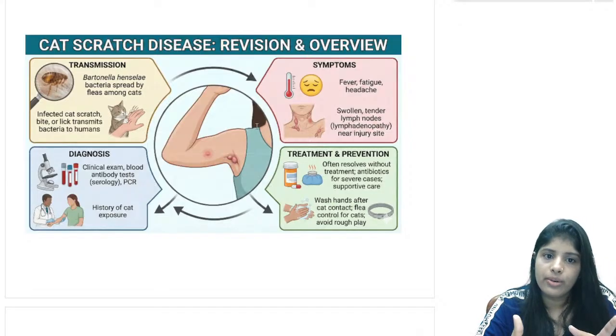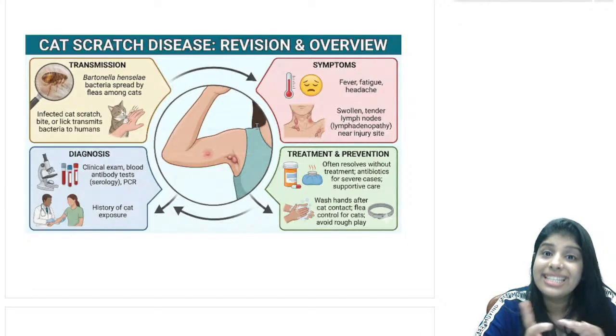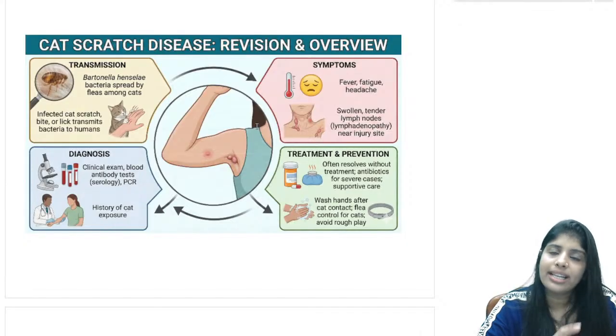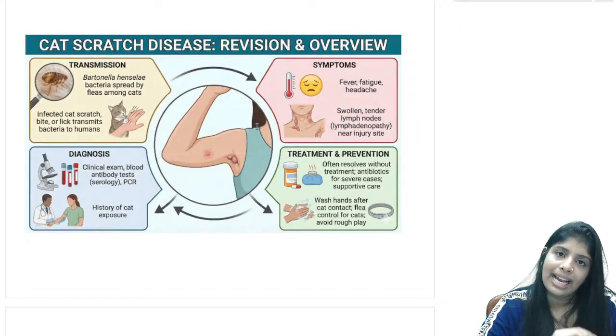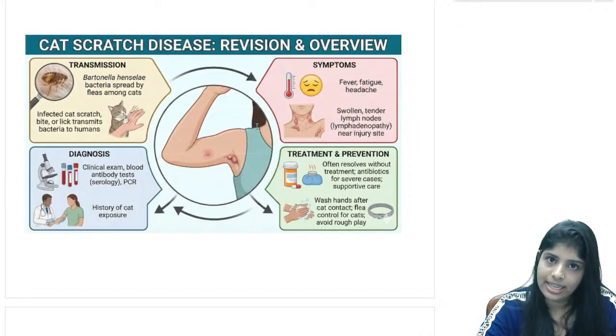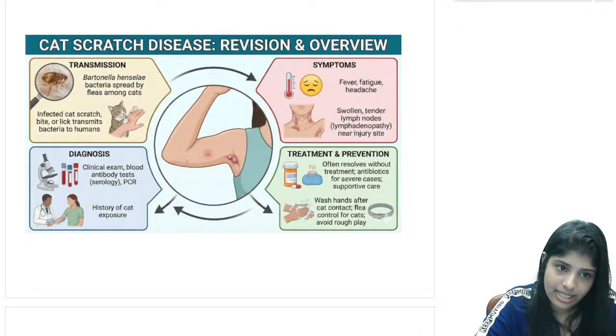And what are the symptoms? Symptoms are like normal fever, fatigue, headache, and what you have to notice is that there can be tender lymph nodes near the site of the injury. You have to check whether the person is having any bite or scratches, and the nearby lymph node has to be checked, because there can be lymphadenopathy. If it is cat scratch, see here, it is a scratch, and here the lymph nodes are enlarged.